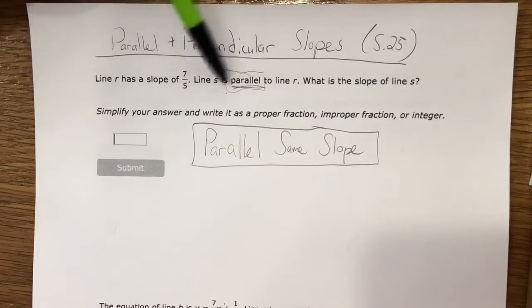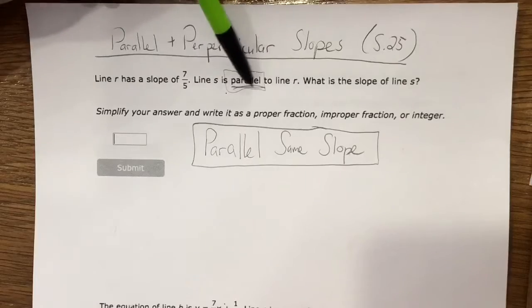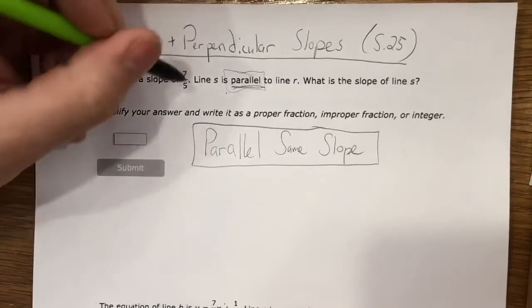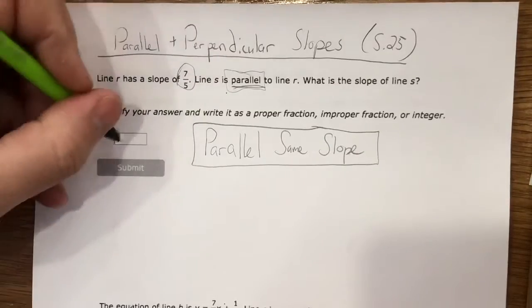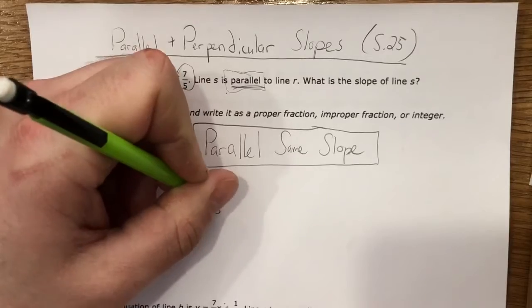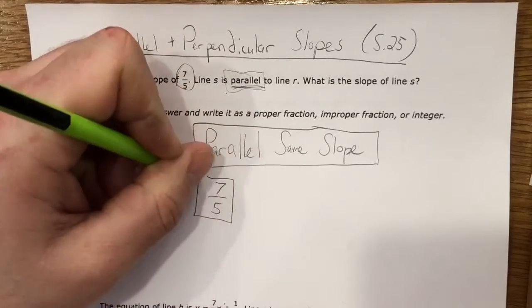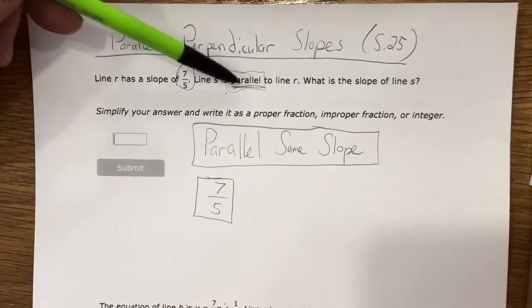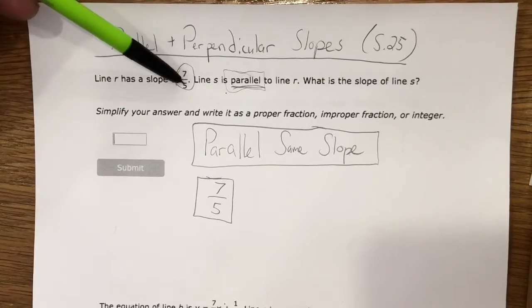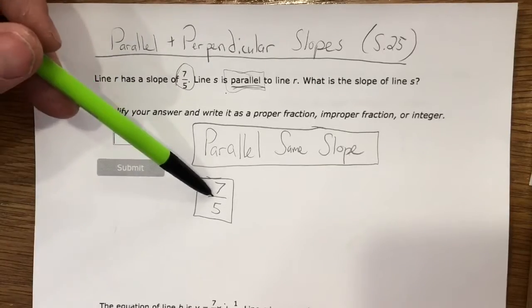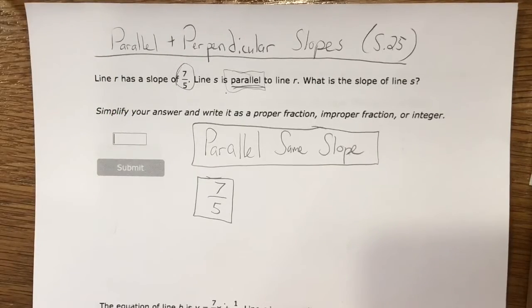So if you're dealing with line S and line R, and the problem is telling you that they're parallel, the slope of line R is 7/5, so the slope of line S is also 7/5. And that is the entirety of the problem. That is as difficult as parallel lines are going to get. If you know the slope of one line, the parallel slope is exactly the same as the original line.